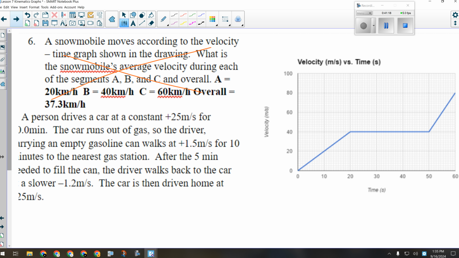You might want to have your formula sheet out, as there is a formula that you did learn last year that does calculate average acceleration. You may have written it on the board a couple of times already today.